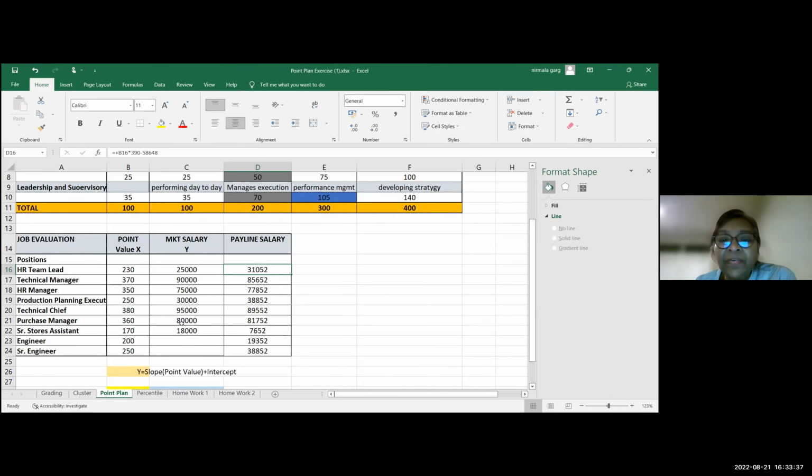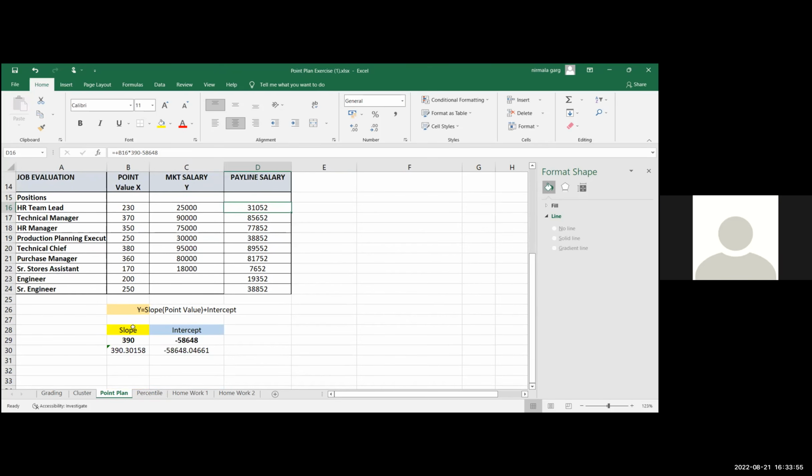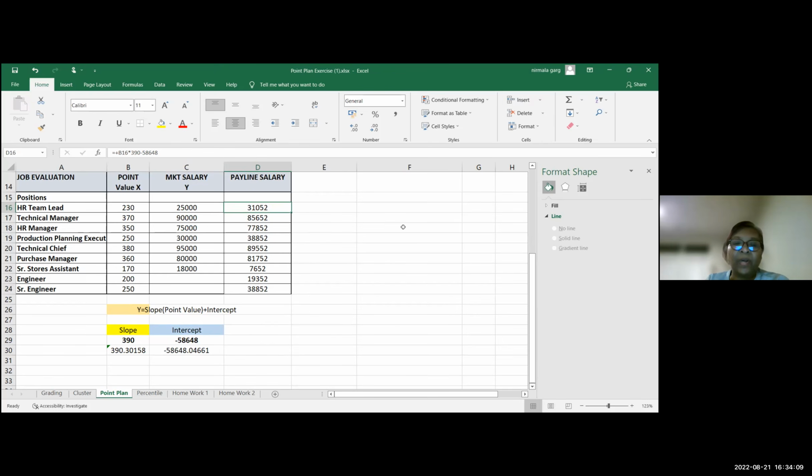Now here, with the point value, what are we doing? We are going to do regression. We are going to use a statistical tool, regression. I'm sure most of you know. When we are doing regression, we will calculate 2 values. What are they? Slope value and intercept value. I will tell you what the slope value and intercept value are a little later. But right now, just understand, when you do regression, you are calculating 2 values, slope and intercept.